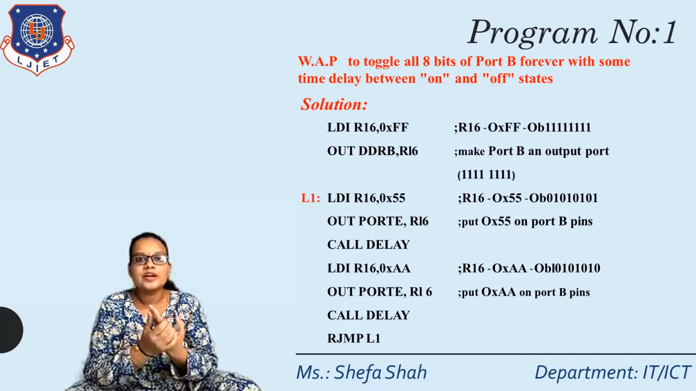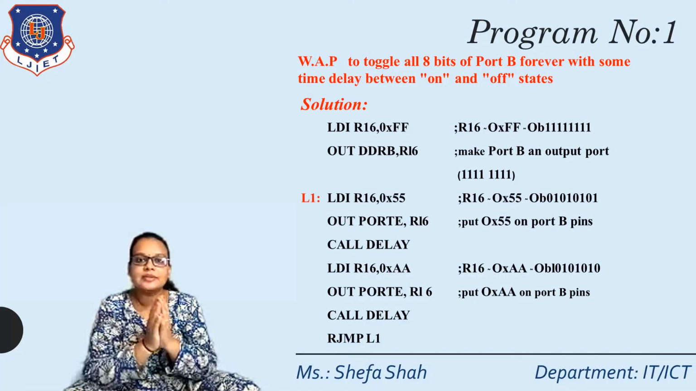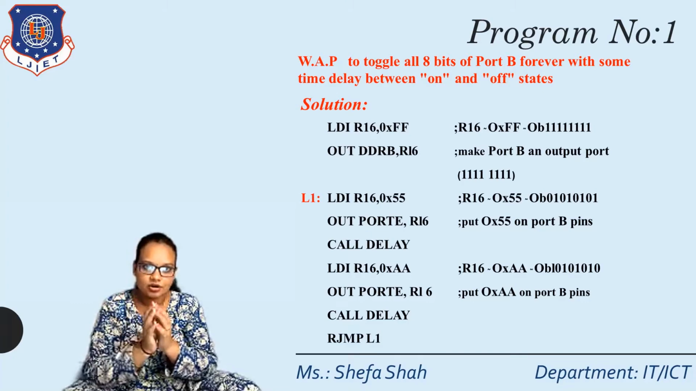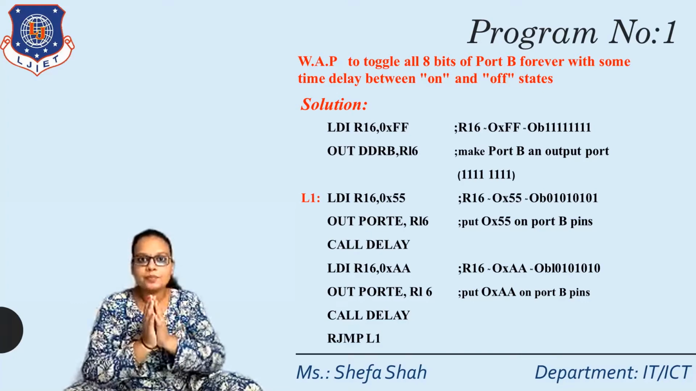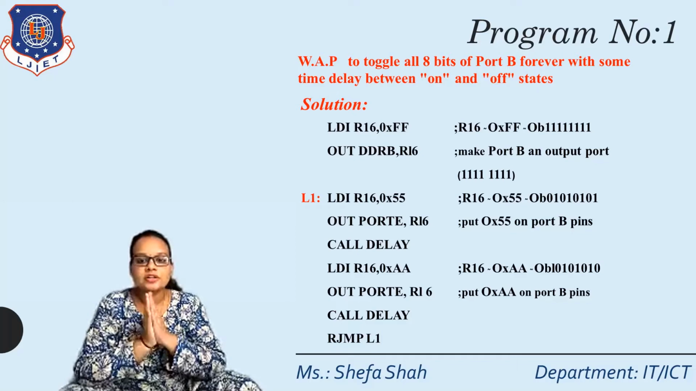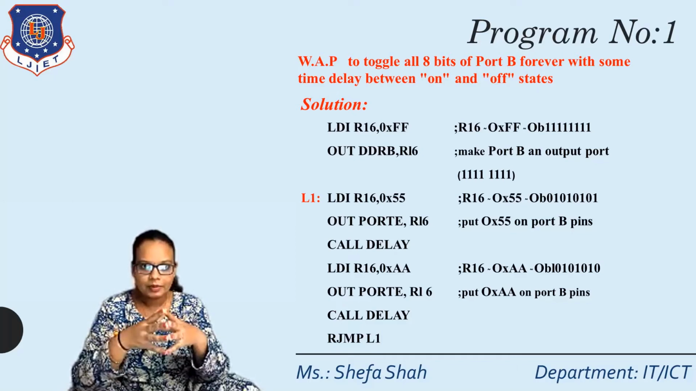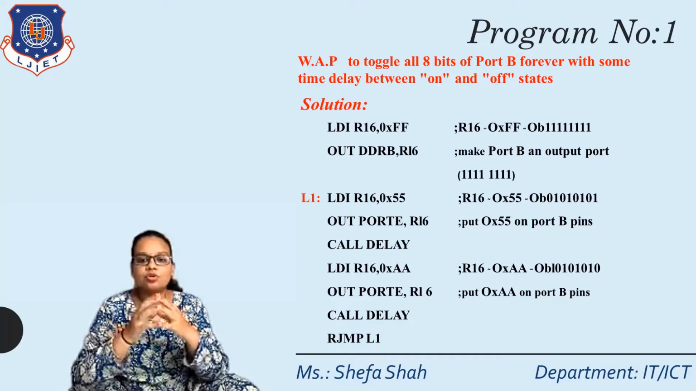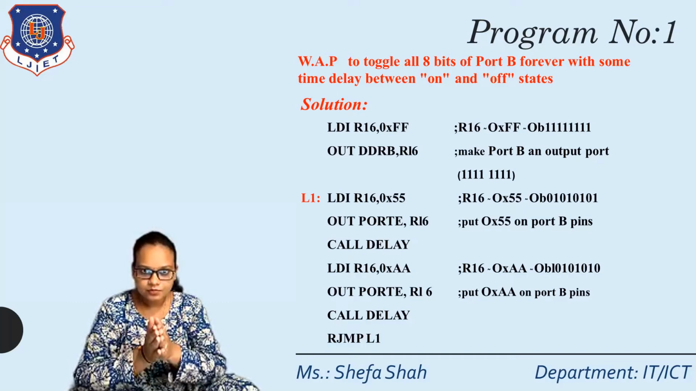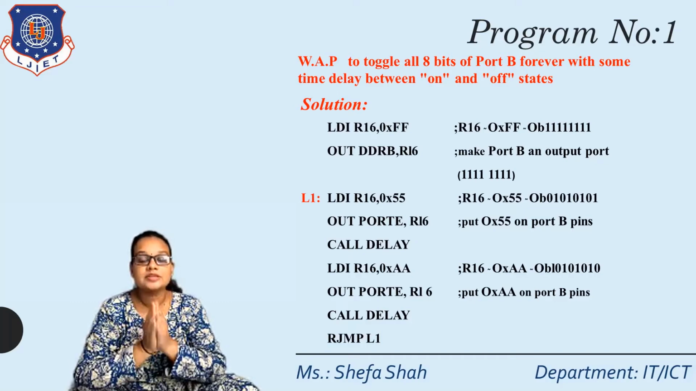So what we need to do is see that particular data on the output port, and then toggle that data, and then send the toggled data again on port B. So for this, port B becomes the output port. So for making an output port, what is the solution of the program? First, let's talk about the first two instructions in the solution.